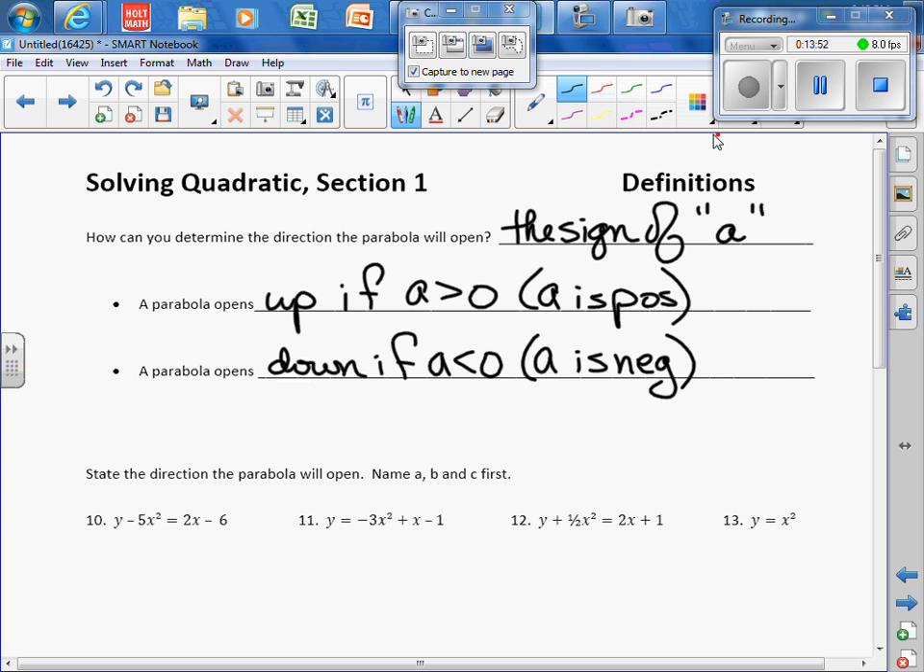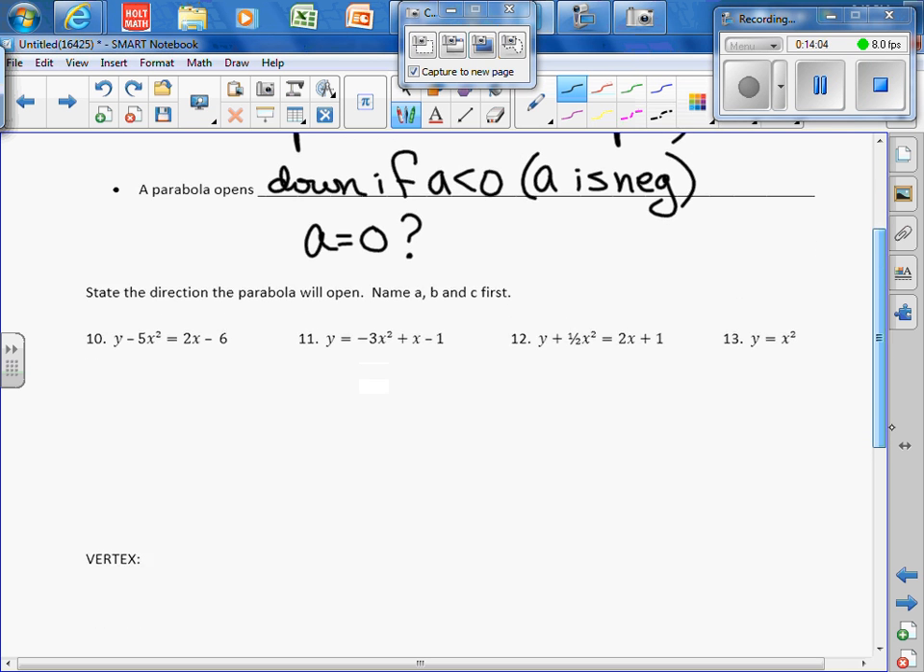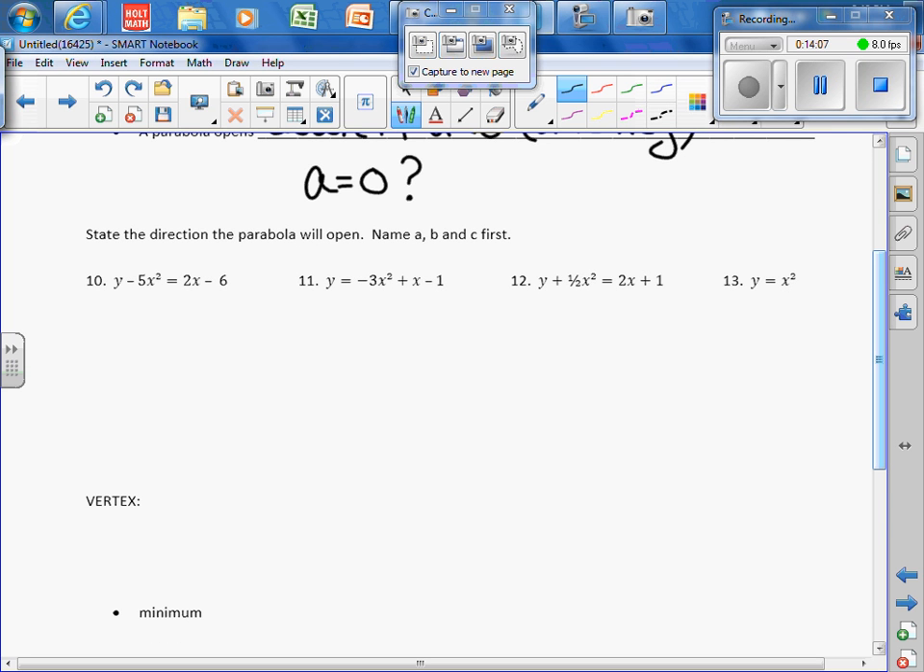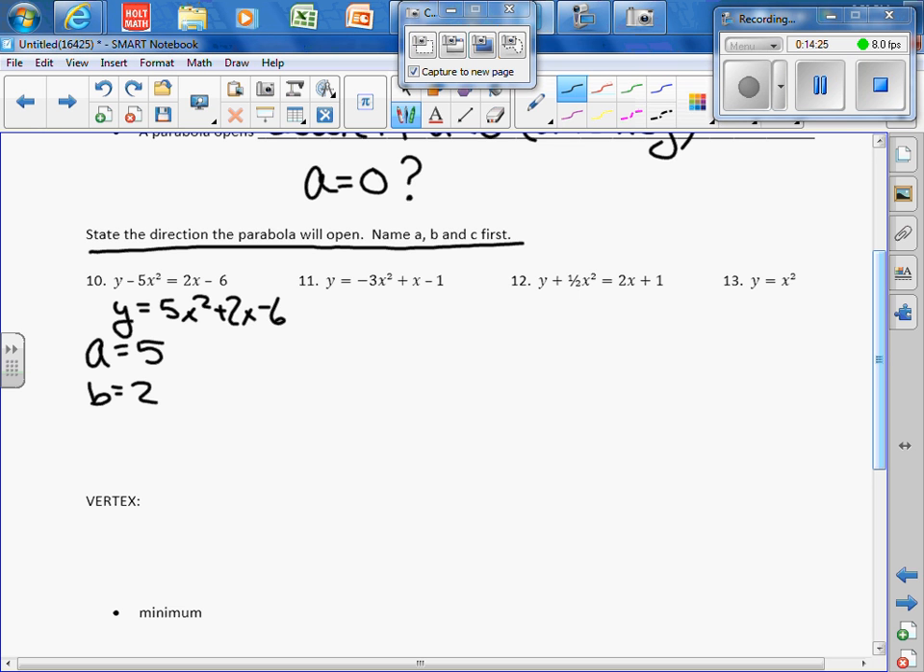Now here's a thought for you. What happens when a is equal to 0? We'll talk about that in class, but give it some thought. See what you can come up with. Anyway, we need to state the direction the parabola will open, name a, b, and c first. And number 10, what's a equal to? It's not negative 5. We have to add 5x squared to both sides, and we get 5x squared plus 2x minus 6. So a is equal to 5, b is equal to 2, and c is equal to negative 6. So this one opens up.